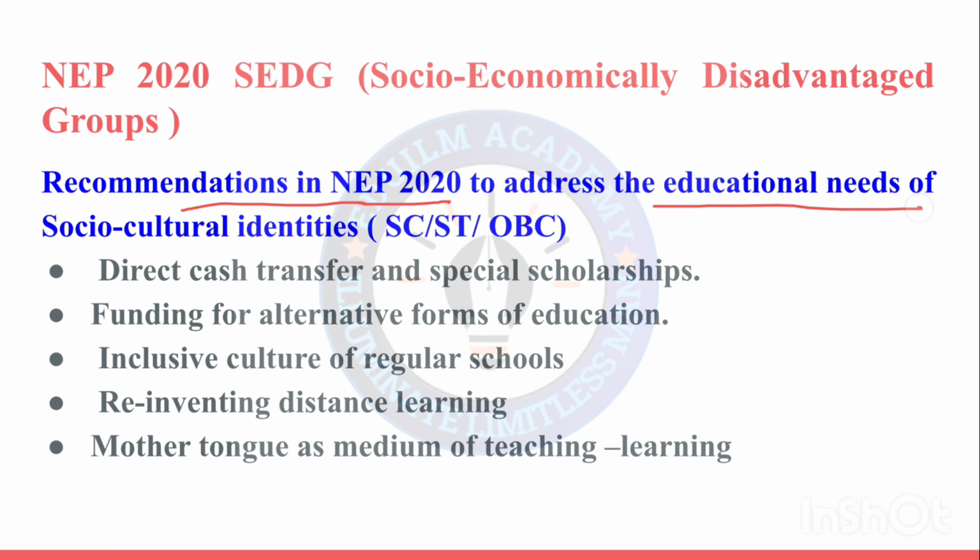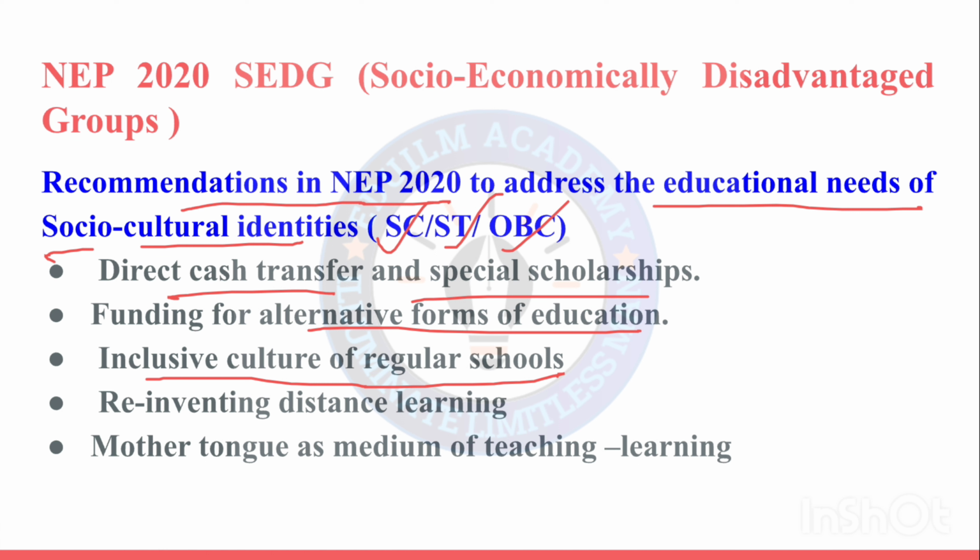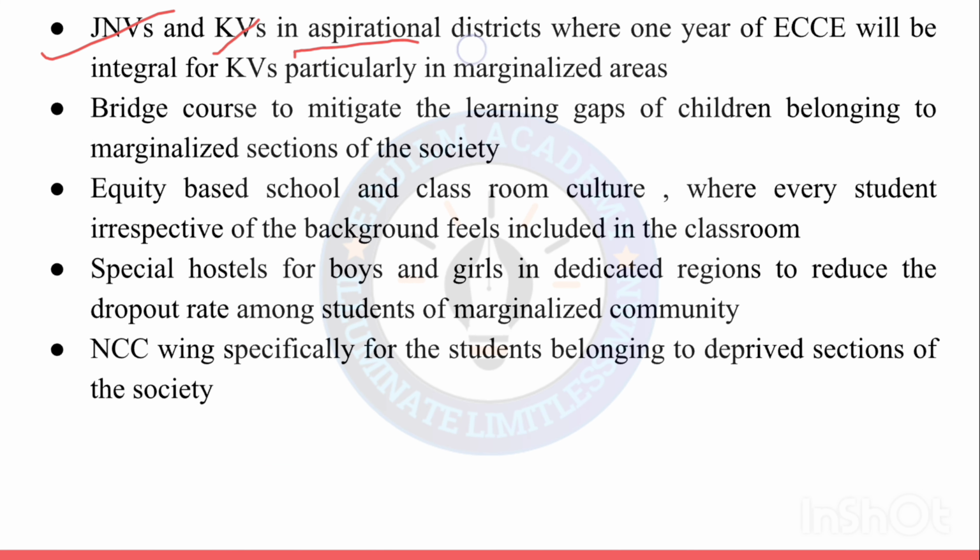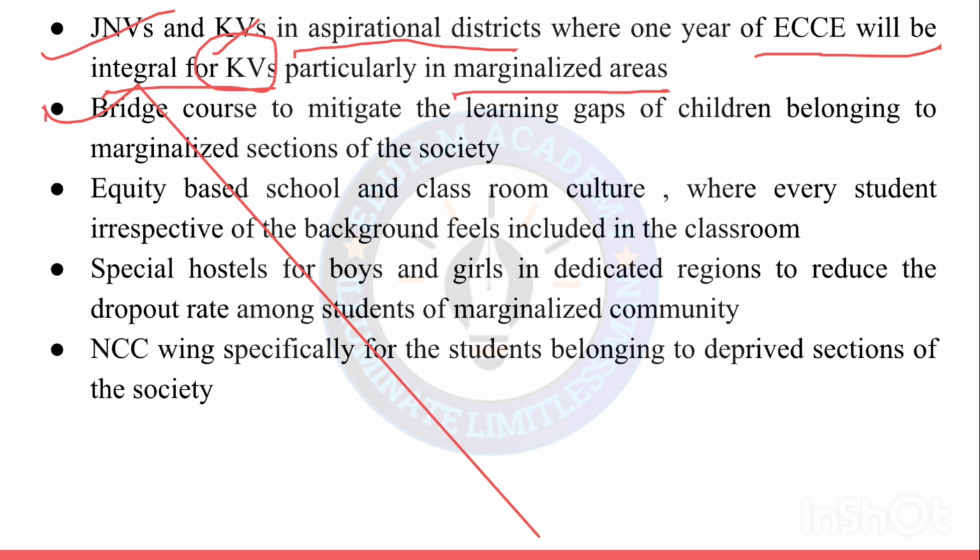Recommendations in NEP 2020 to address the educational needs of socio-cultural identities like SC, ST, and OBC. Direct cash transfer and special scholarship. Funding for alternative forms of education. Inclusive culture of regular schools. Reinventing distance learning. Mother tongue as a medium of teaching and learning. Jawahar Navodaya Vidyalayas and Kendriya Vidyalayas in aspirational districts, where one year of early childhood care and education will be integral for Kendriya Vidyalayas, particularly in marginalized areas.